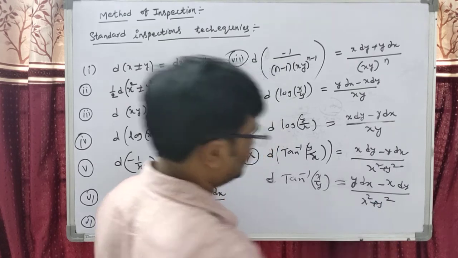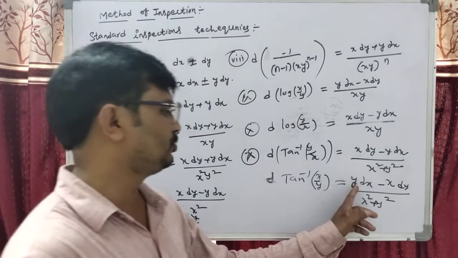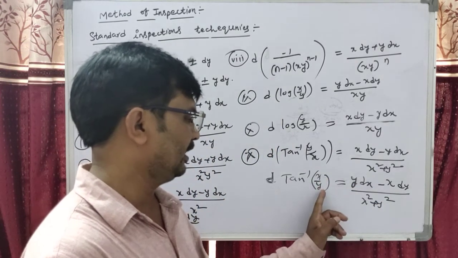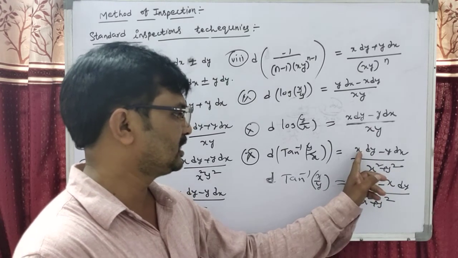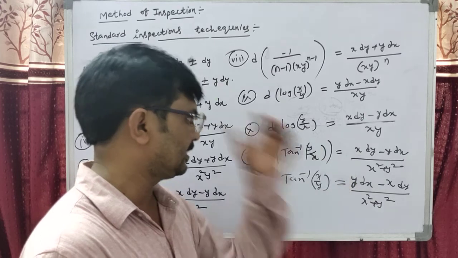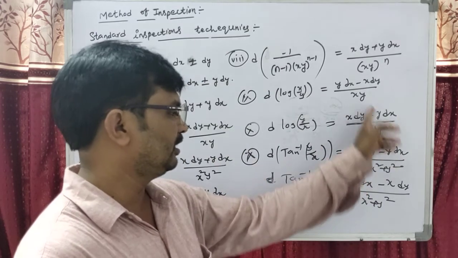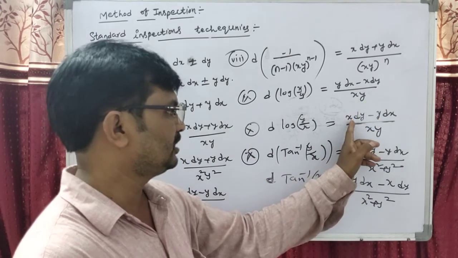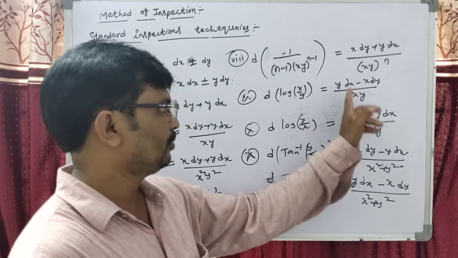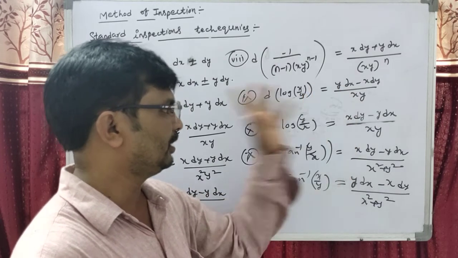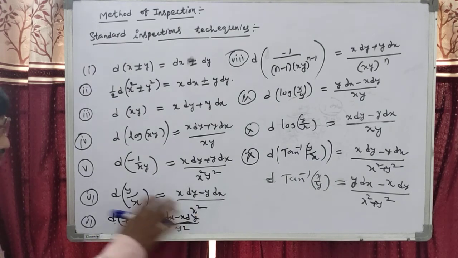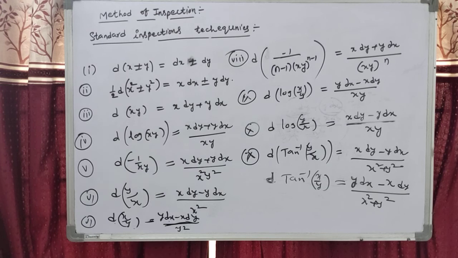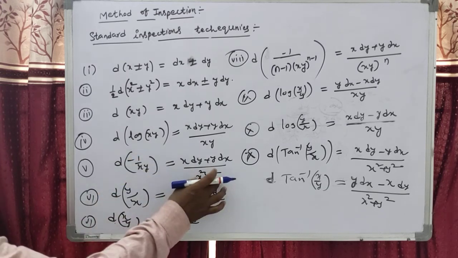When you get x square plus y square, beginning with x by y, you can write tan inverse of y by x. The denominator is xy; beginning with x, it is log of y by x; beginning with y, it is log of x by y. What is the technique here? Where y square is there, we write x by y; where x square is there, y by x. This is 1 by x, and 1 by x square.